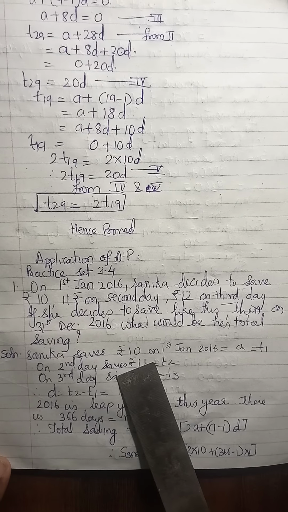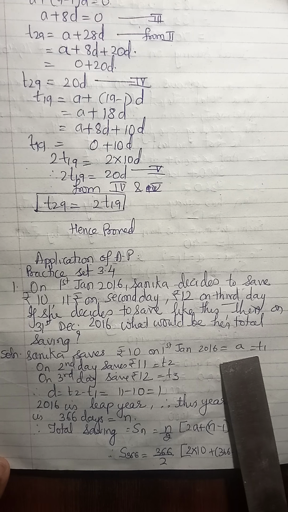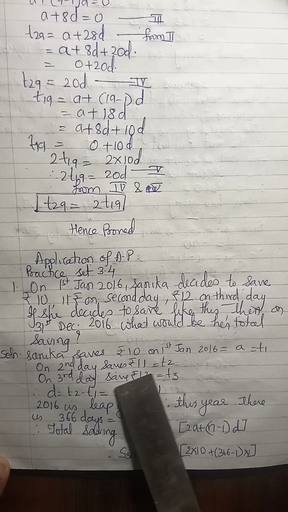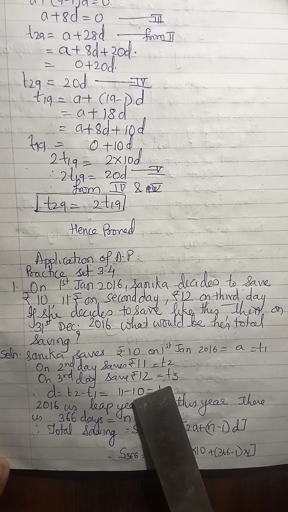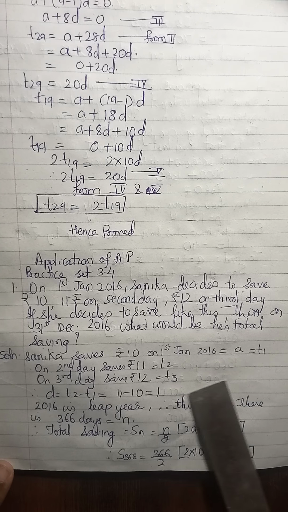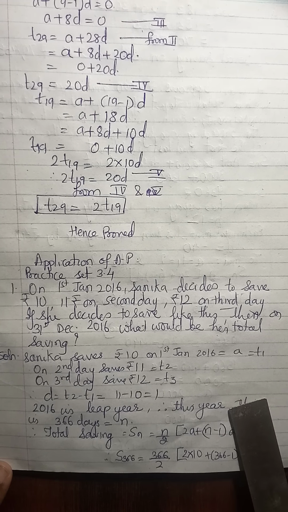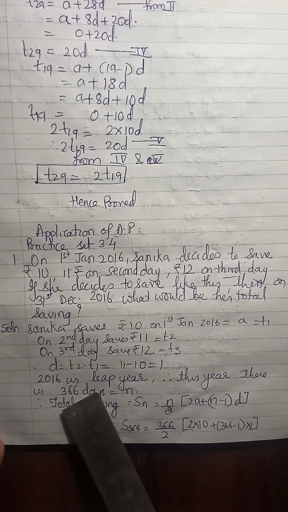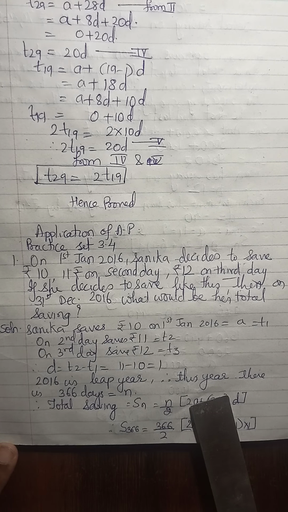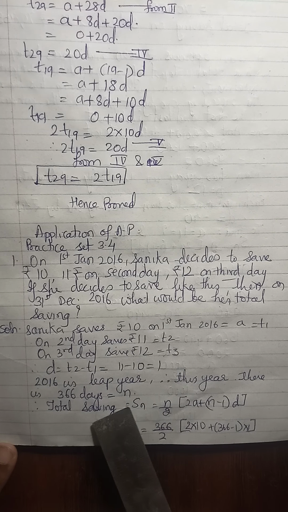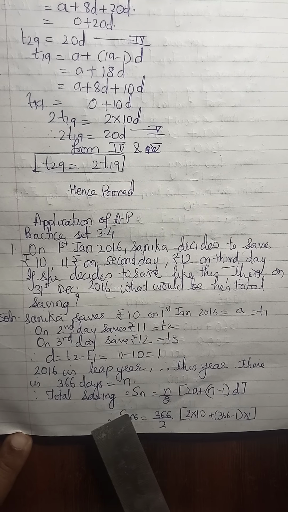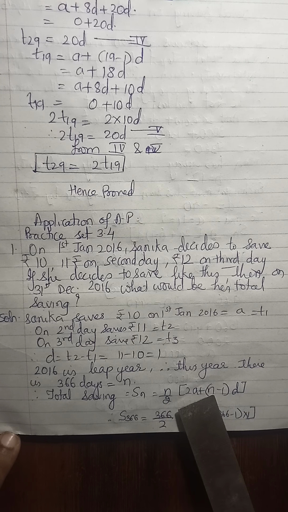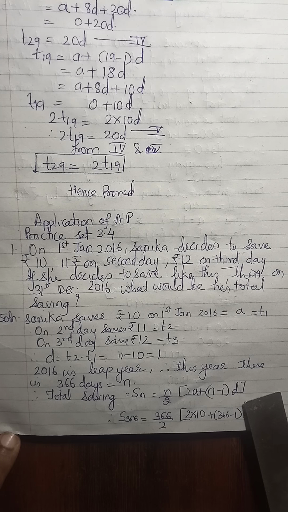Now Sanika saves rupees 10 on the first day, which is a, which we call T1. On the second day it is 11, that is T2. So the difference will be what? T2 minus T1, which equals 1. Every day a difference of 1 is there. 2016 is a leap year, and this year has 366 days, which is our SN. So total saving equals SN. The SN formula is n upon 2 into 2a plus n minus 1 into d.